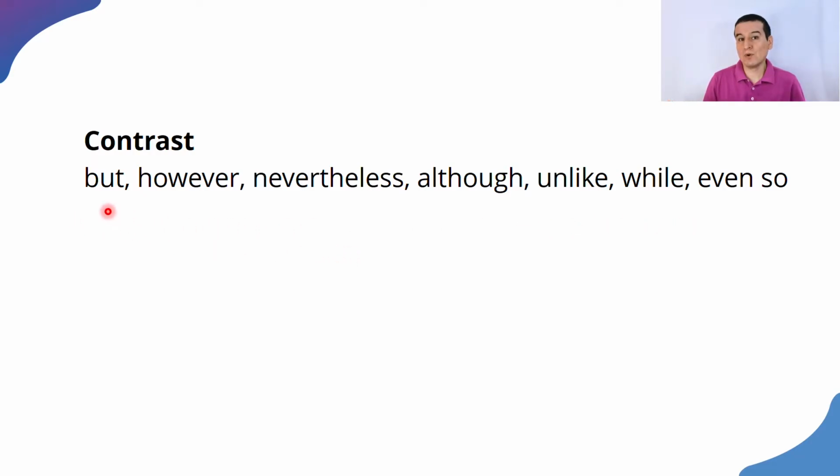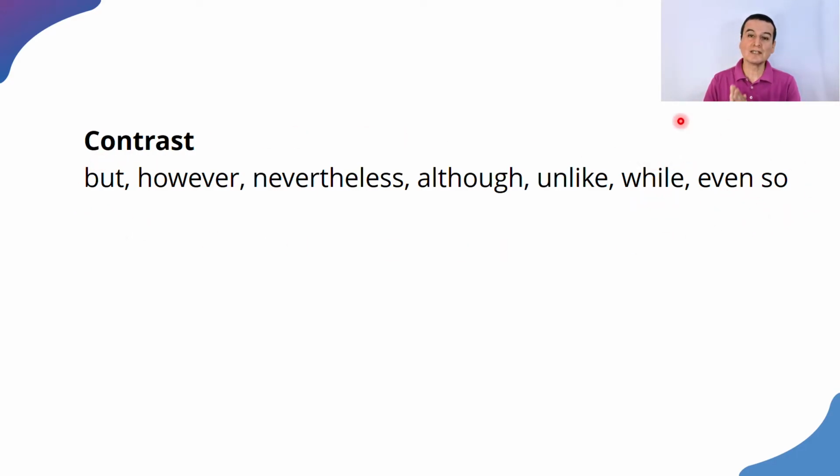But, that you already know, is very, very common when I say I like it, but something. So that but, B-U-T, is one word that introduces some contrast. We'll see it in a moment. But these other words like however, nevertheless, although, unlike, which is not a conjunction, but I wanted to include it here because it also helps us express contrast. Unlike, while, and even so, they are words that introduce contrast.